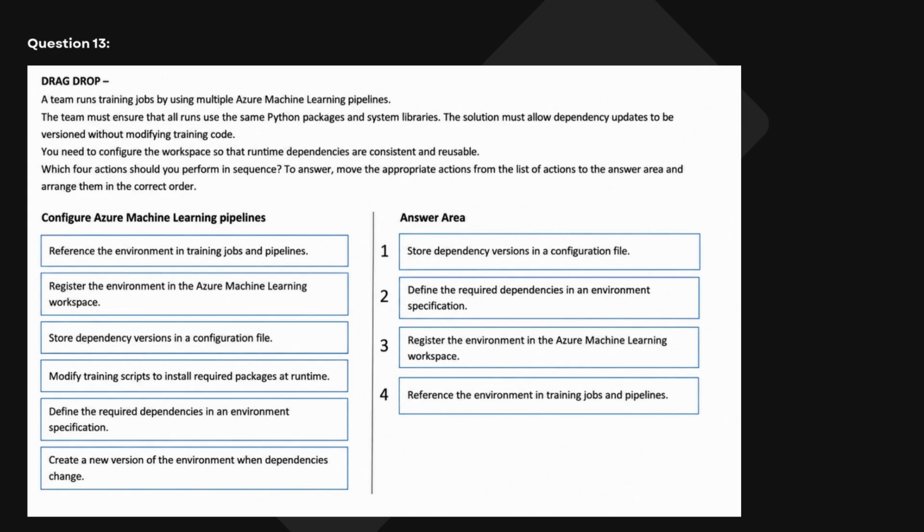B. Define the required dependencies in an environment specification. This is where you formally declare Python packages and system libraries using a Conda or Docker-based environment definition. C. Register the environment in the Azure Machine Learning Workspace. Registering creates a versioned, reusable environment asset that can be shared across pipelines and jobs. D. Reference the environment in training jobs and pipelines. This ensures all pipeline steps consistently use the same registered environment, guaranteeing reproducibility and consistency.